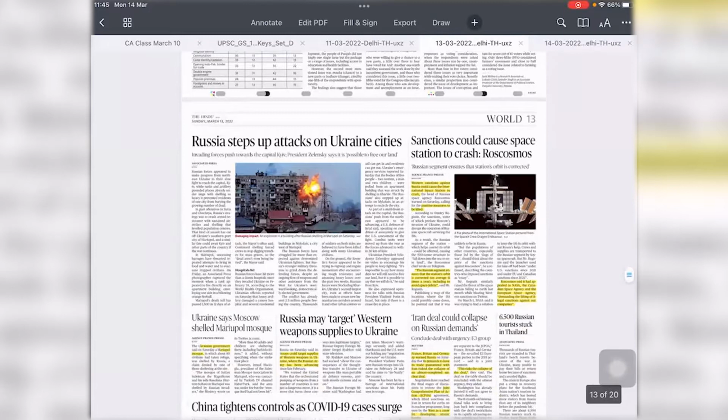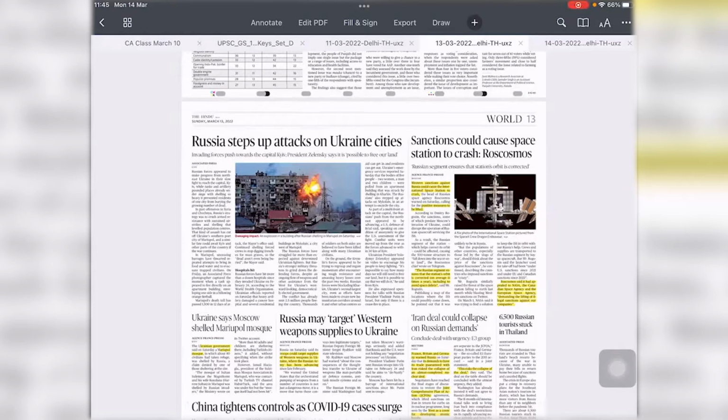Is NIA a statutory body? Srinivas? Why? Why is it a statutory body? Narayan will tell us. So Parliament created the National Investigation Agency Act. So the body that came out of NIA is a statutory body. Okay.